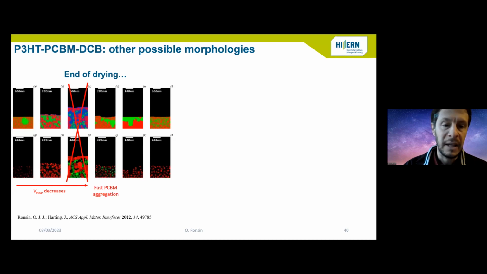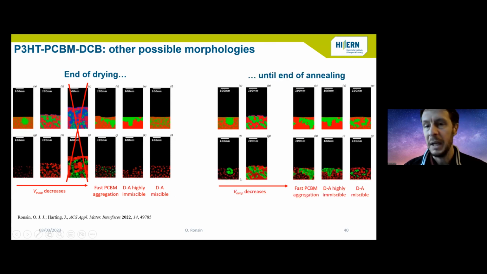Then the next effect would be what would happen if PCBM would aggregate faster. The next one also: if the system is not that miscible, if it is highly immiscible, how would it look? Maybe like this. And the other way around, if the system becomes fully miscible, then we have once again another morphology. Okay, this was at the end of the drying, and we can do the same at the end of the annealing. I don't want to go into further detail.